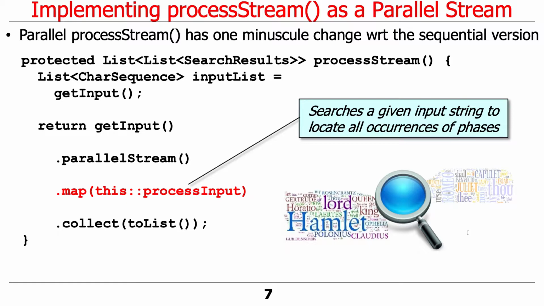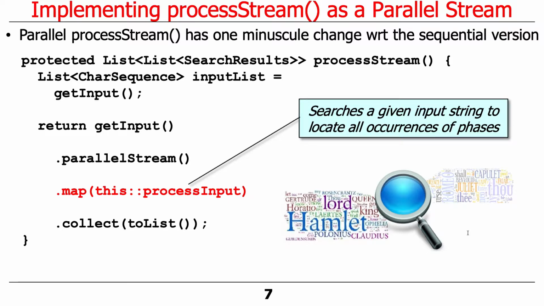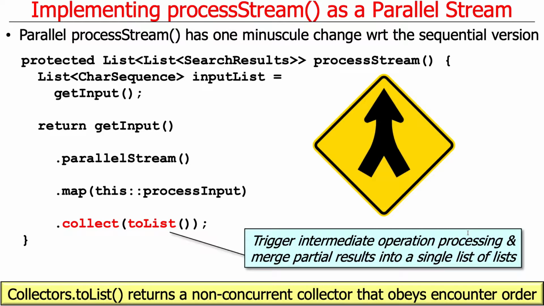Then, as you can see here, we're going to call map. So this is where it's actually running. This is actually where it's doing the real work. It's going to call processInput in each of those chunks. And that will then search for the phrases in that given string. And then we're going to collect everything into a list, which, as always, triggers intermediate operation processing.